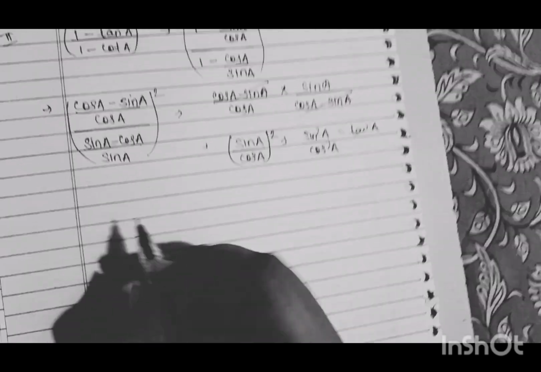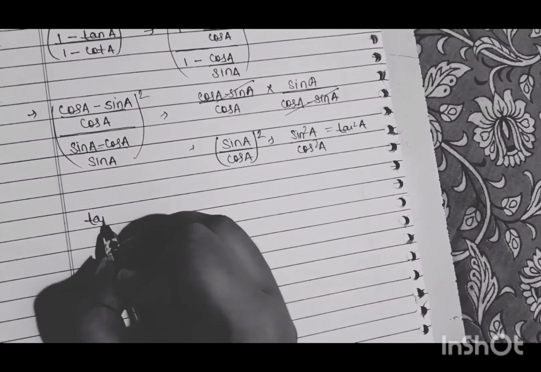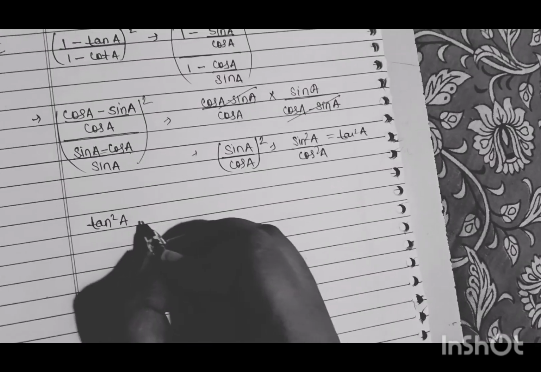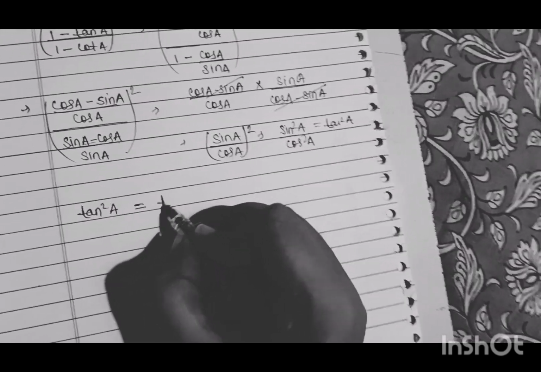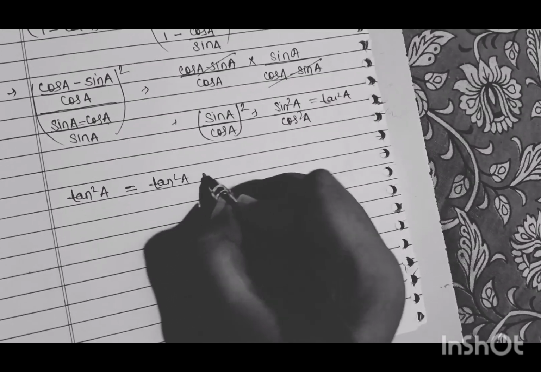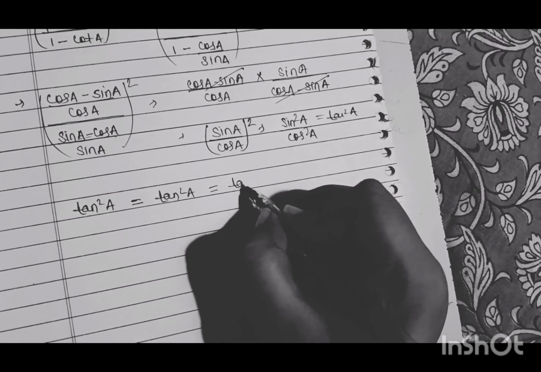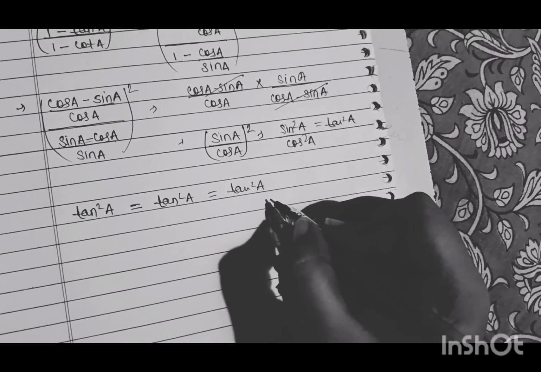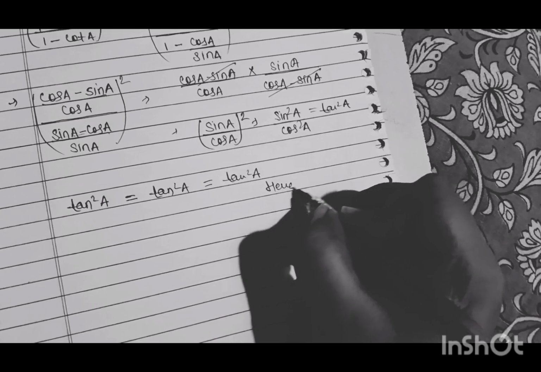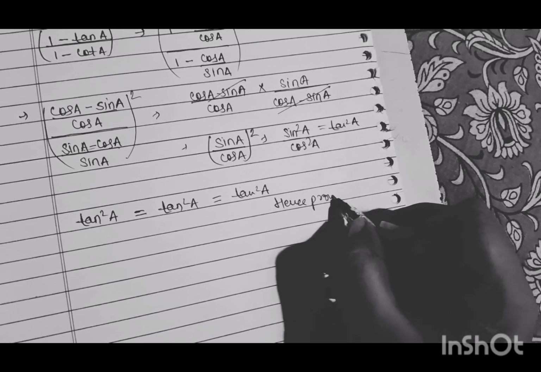tan square A. Now we can see that both of the equations gave tan square, which is equating with the resultant tan square, hence proved.